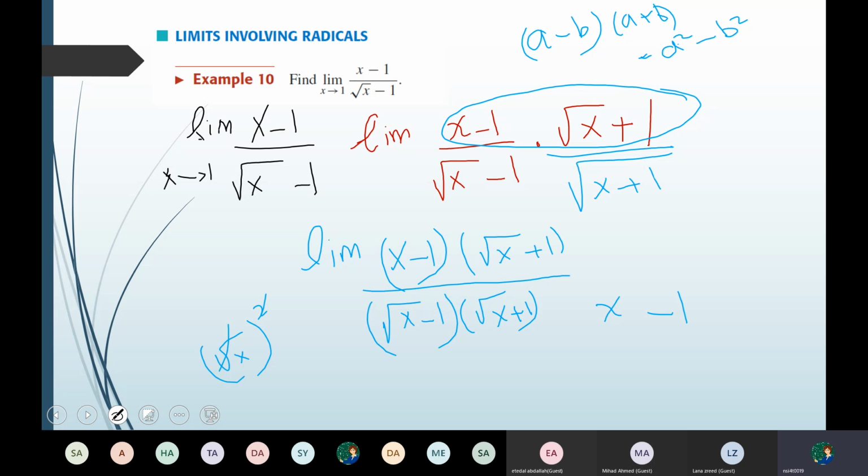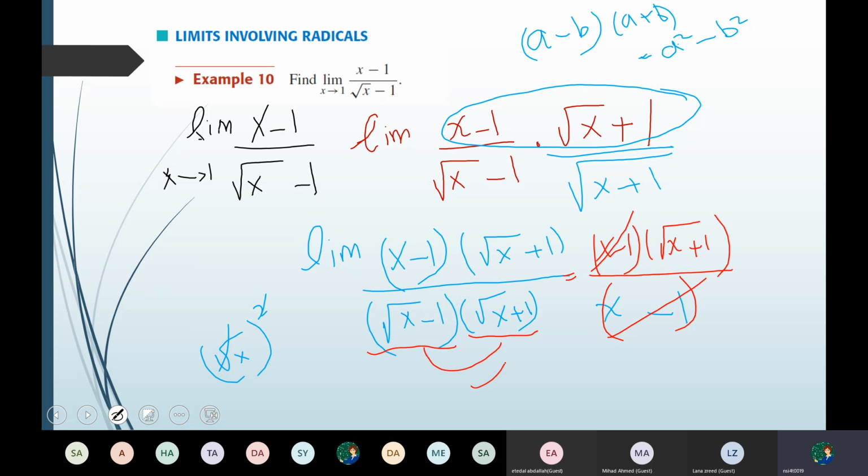If you multiply this term with this term, you will get x minus 1. Up top, you will have x minus 1 times square root of x plus 1. Then, as you see, cancel them. So in the end you have the limit, when x approaches 1, of square root of x plus 1. Square root of 1 is 1, plus 1. The answer is 2. This is how you can find the limits involving radicals.